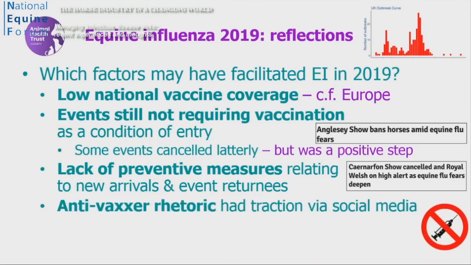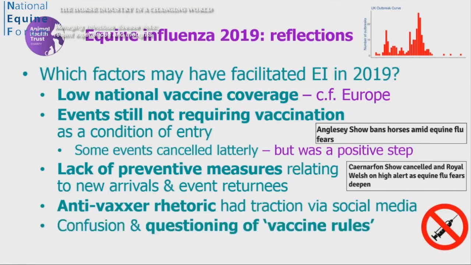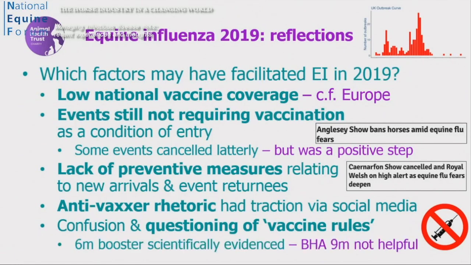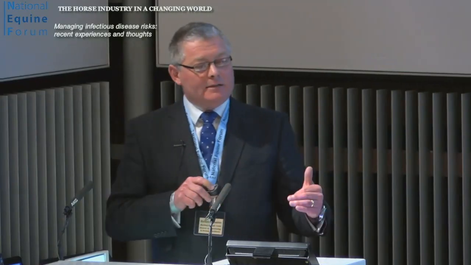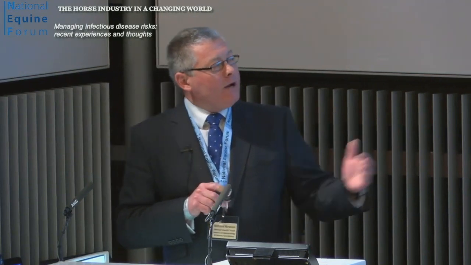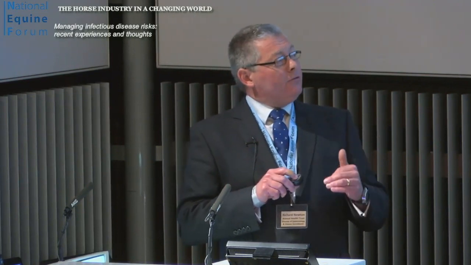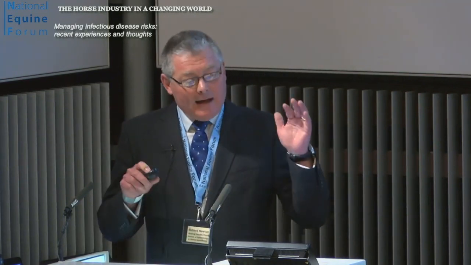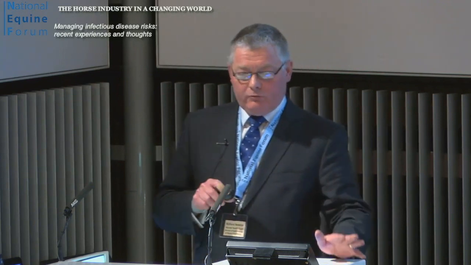The anti-vaccination rhetoric, as it always will when this is going on, certainly gained traction in social media. And I think there was some confusion and certainly questioning of the vaccine rules which were necessarily being argued for change. The 6-month booster interval that you are now hearing about is scientifically based. There's a very strong argument for why vaccinating slightly more frequently is good for herd health. And I'm afraid the BHA Veterinary Committee did strongly argue for the 6 months, but this was ignored by the board, and that was not helpful. The 9-month rule has not really helped with the messaging.